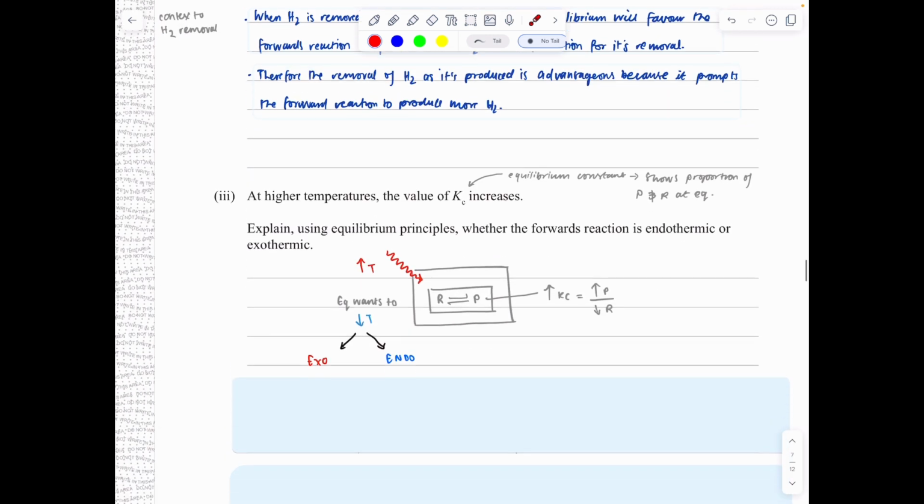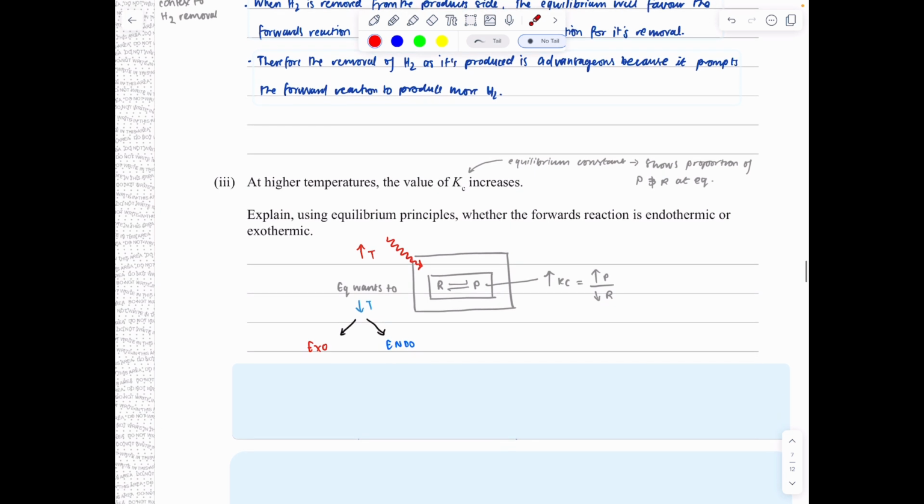Cool. All right, this one's going to be a little bit more high-end in terms of thinking, but we got this. All right, at high temperatures, the value of Kc increases. Explain using equilibrium principles whether the forwards reaction is endothermic or exothermic. Okay, so we've got a few clues that the question has given us. We just need to unpack it a little bit before we delve in.